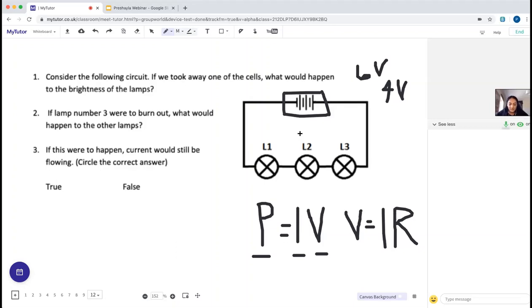So if lamp 3 was to break, what would happen to the other lamps? Would it not be as bright? Would nothing happen? Or would it all just completely break apart? What would happen? Give you a few seconds to think about that.